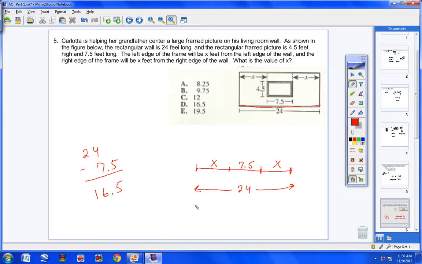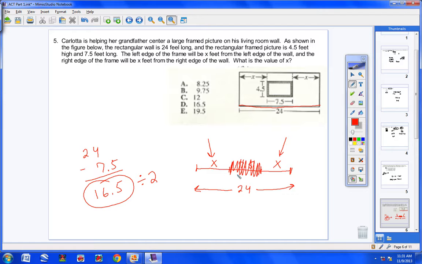So 24 minus 7.5 should be 16.5. Okay, now notice they gave you that answer right there. They're trying to trick you. They gave you 16.5, and that's wrong. When you subtract out 7.5, what are you left over with? 16.5. But hold it, that 16.5 is for this distance here and for this distance here. So we're going to have to take 16.5 and do what to it? Divide it by 2, okay? And then when you divide it by 2, you'll see that the right answer for number 5 is A, 8.25.